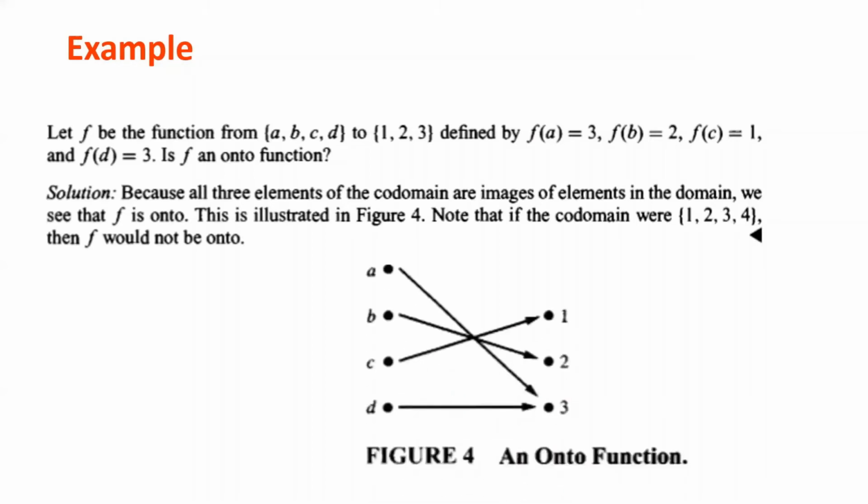In this way we can represent it like this: A is mapped with 3, B is mapped with 2, C is mapped with 1 and D is mapped with 3. So all three elements here, 1 to 3, are mapped with some element in set A, the domain. So this is called an onto function. No element should be left out from the mapping. Here the range is equal to the codomain.